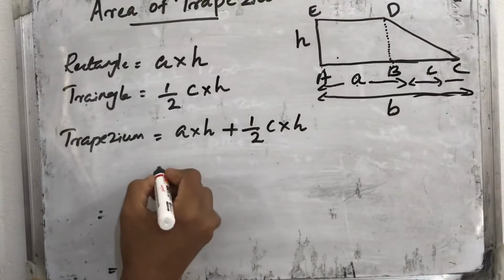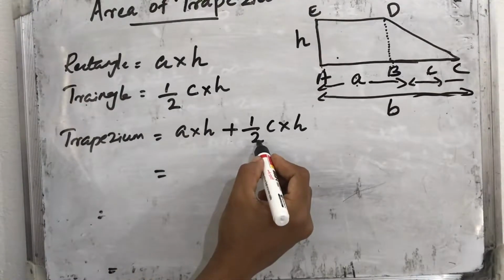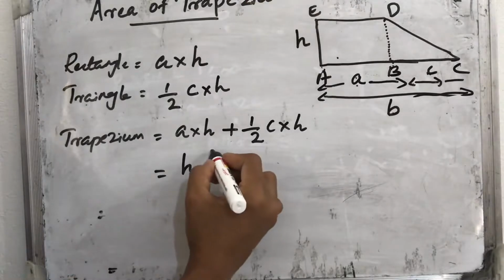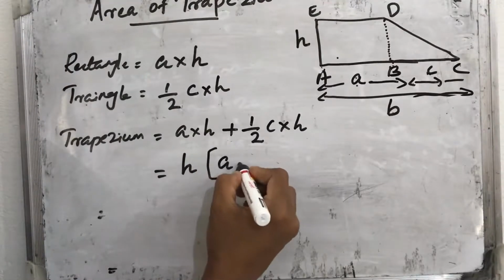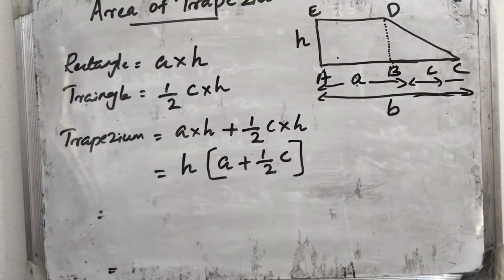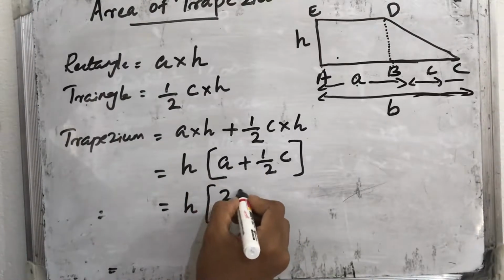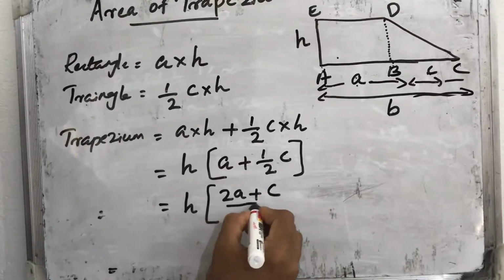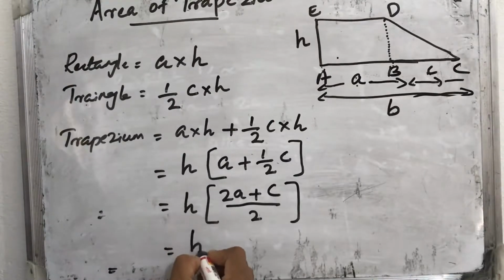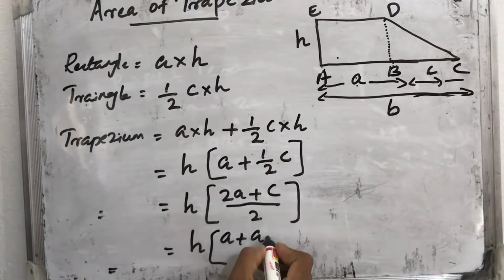So that is equal to, taking what is common in both terms, h as common, which we take outside. What is remaining in the first term is a, plus half c in the second. By simplification we can write this as h into (2a plus c) whole divided by 2. That is equal to h into, instead of 2a, we can write it as a plus c.